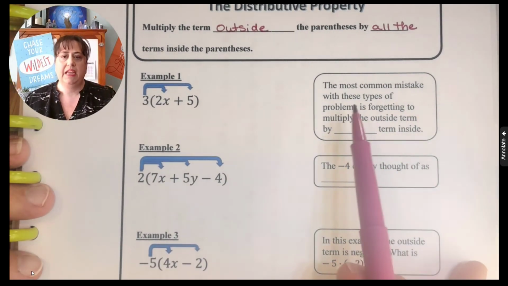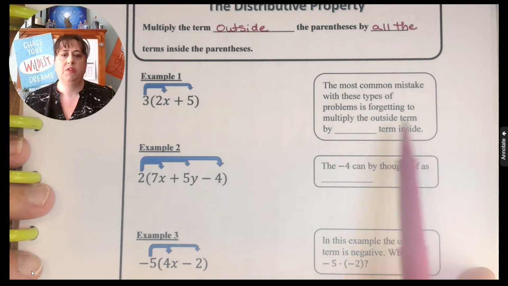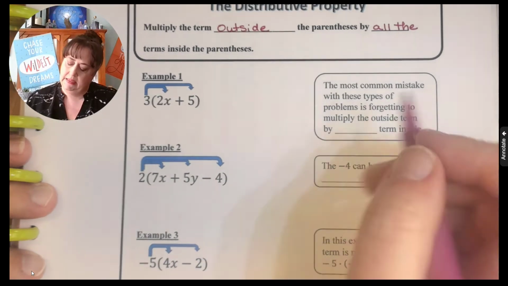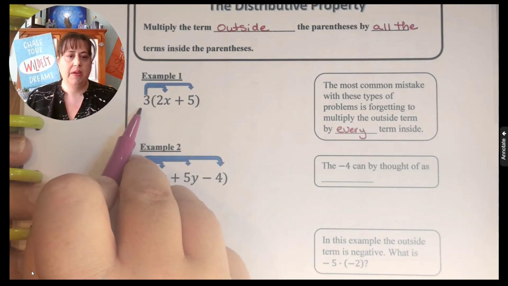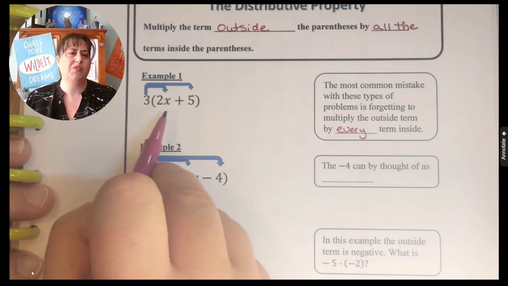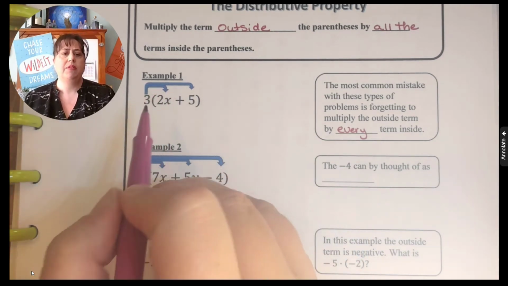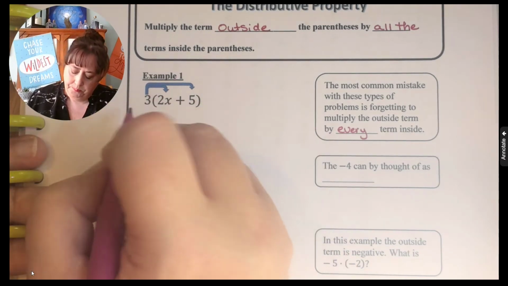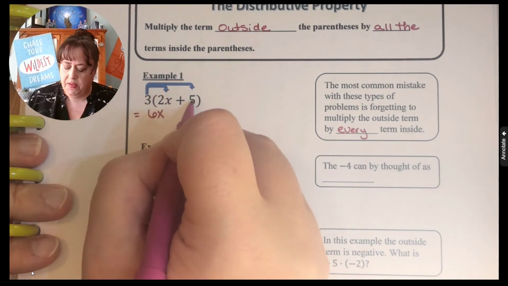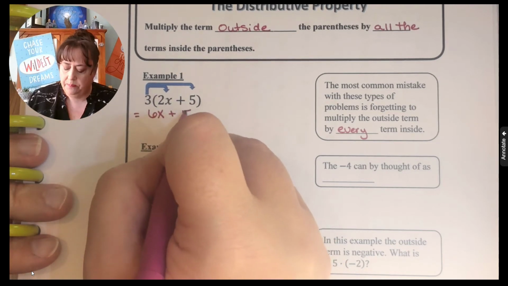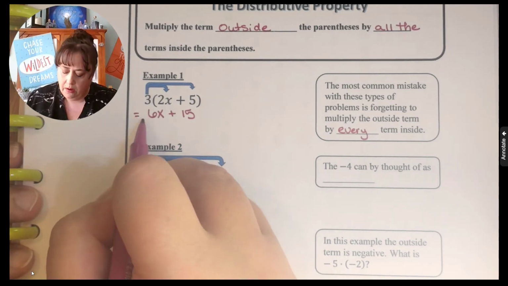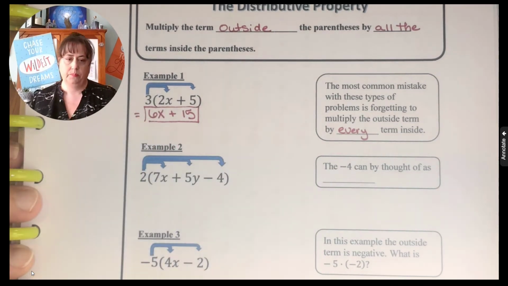The most common mistake with these types of problems is forgetting to multiply the outside term by every term inside. So it's going to be 3 times 2x and 3 times 5. Most people are really good at remembering the first one because it looks like multiplication, but they forget to go to the second one. So 6x is the first one, and then 3 times 5, or 15. And then check, are these like terms? No, they're not, so we are finished.